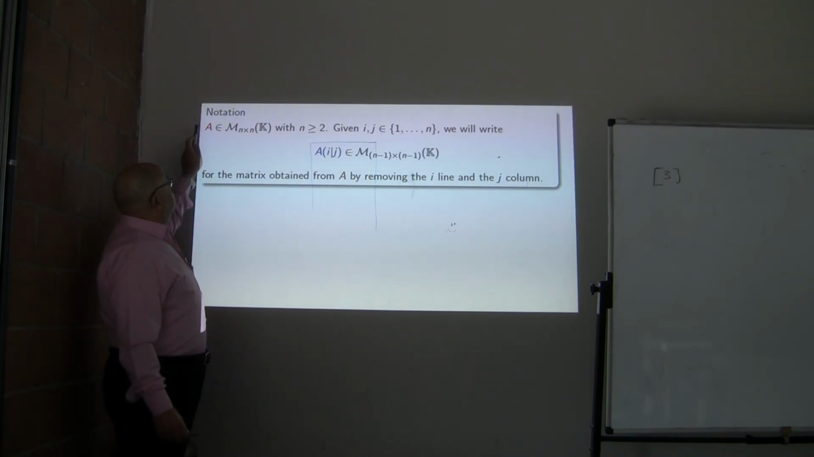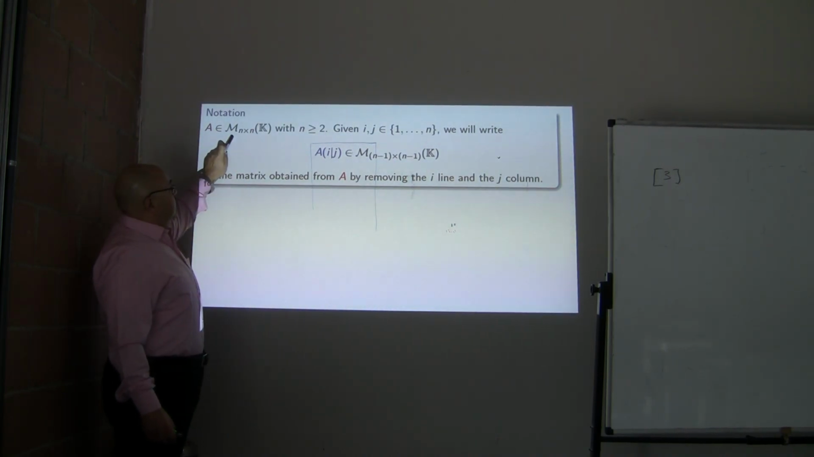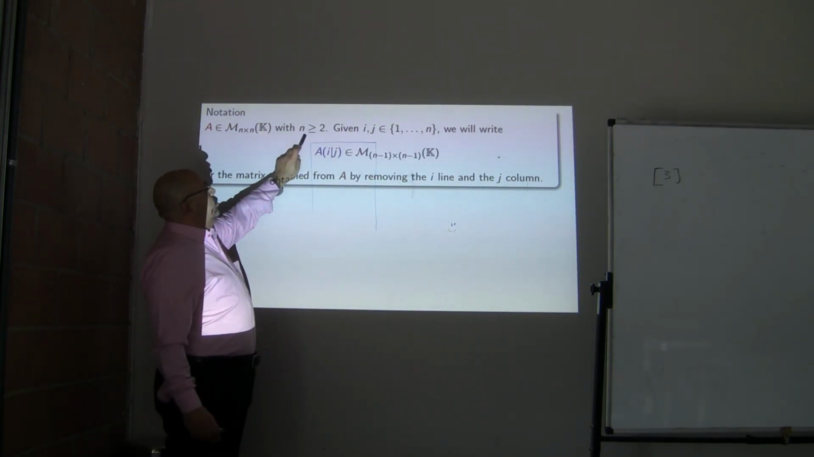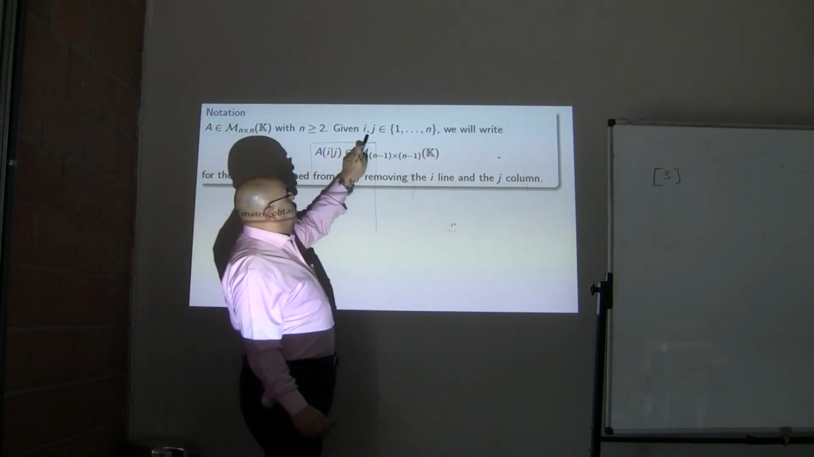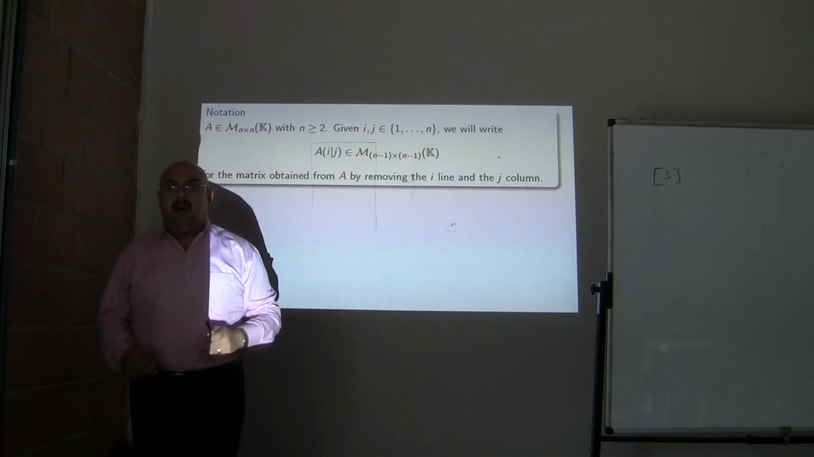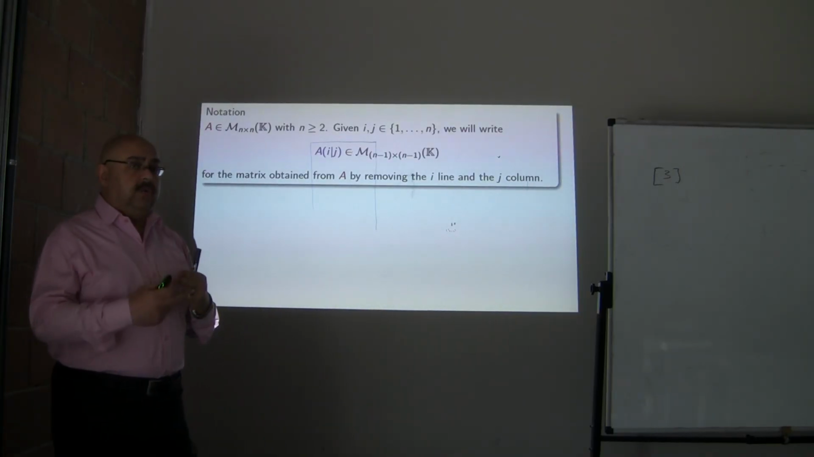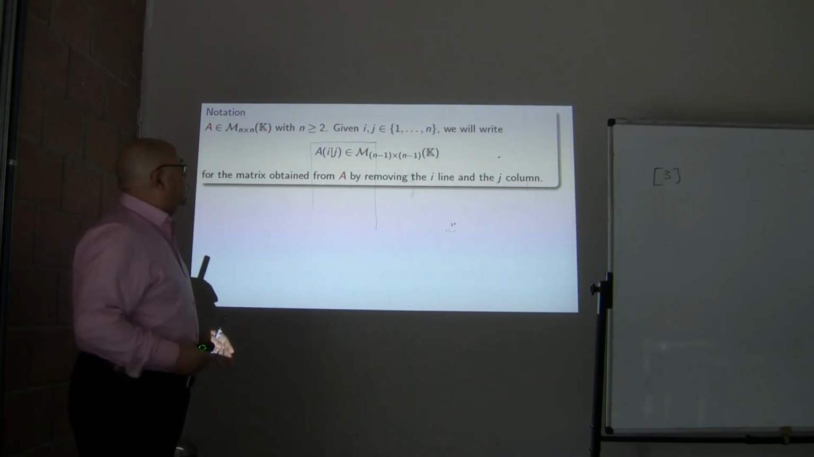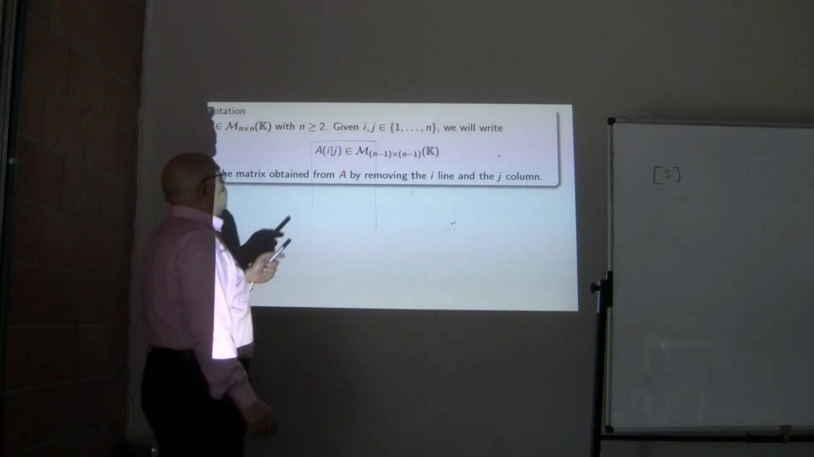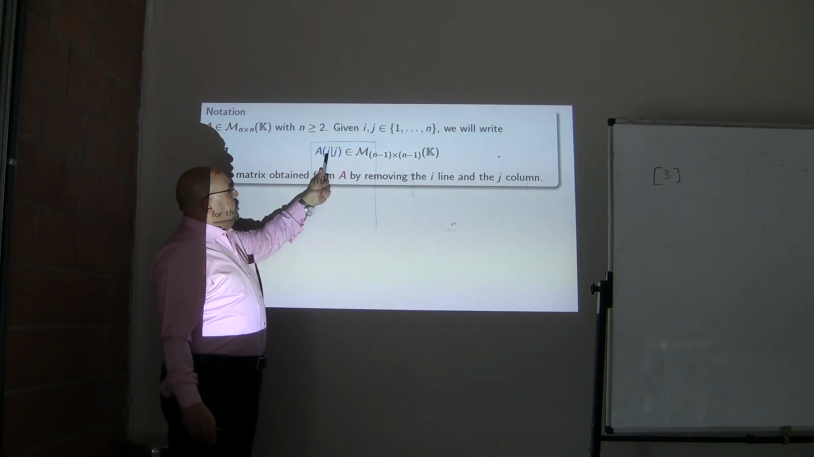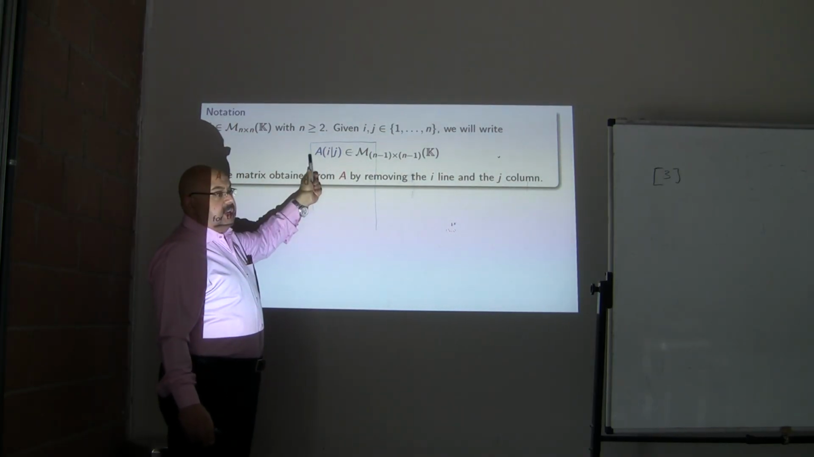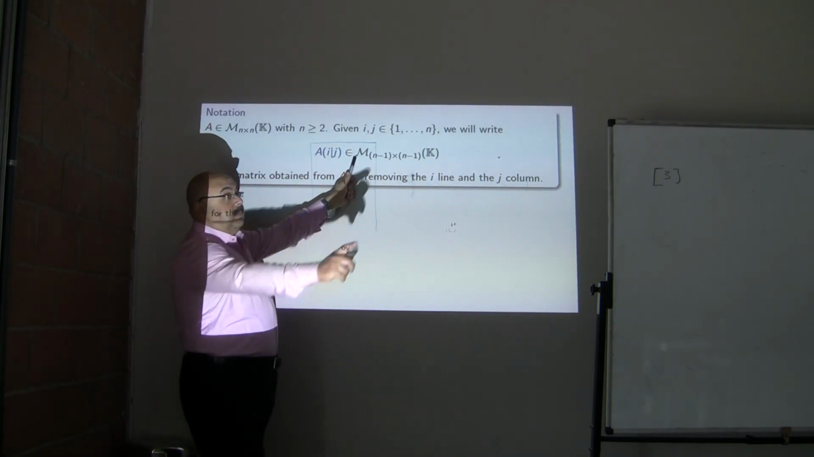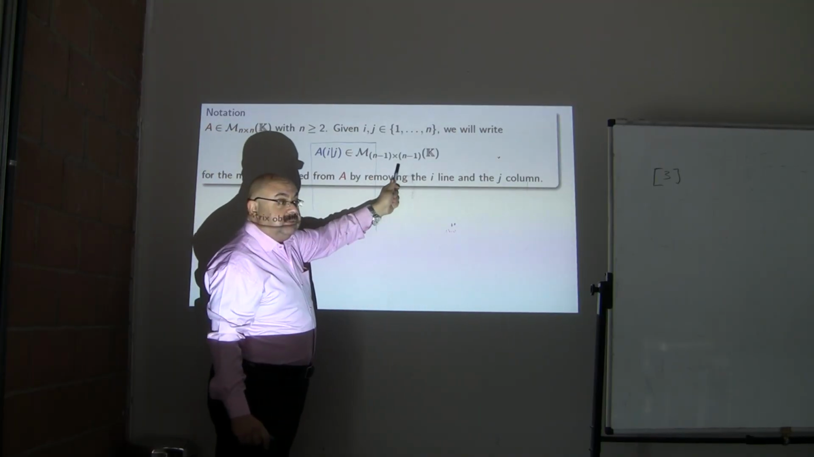For A, which belongs to the set of n by n matrices of general constants, with n greater than or equal to 2, given i and j from 1 up to n, so i and j are counters starting from 1 up to n, in order to go through the rows or columns. We will write A of i and j as the matrix, which belongs to the set of square matrices, but with dimension n minus 1 times n minus 1.